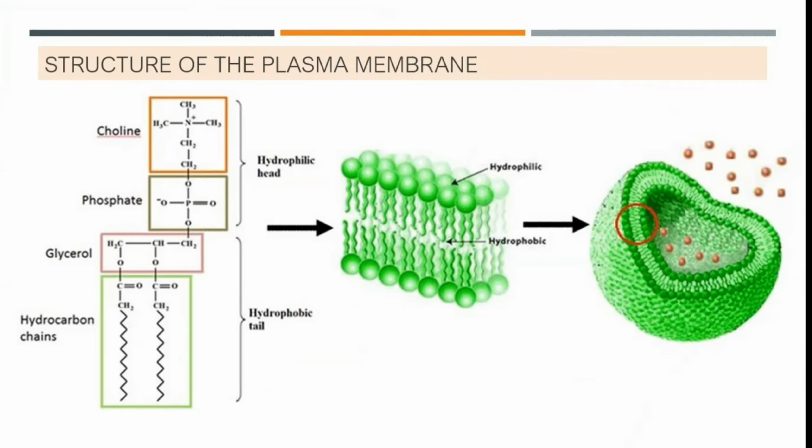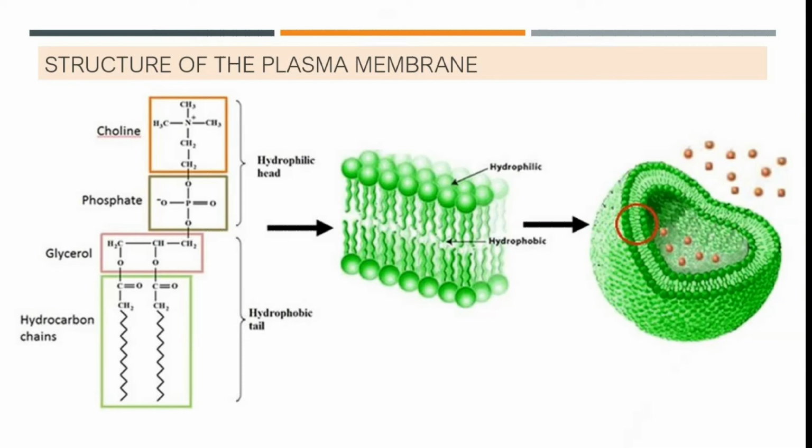Structure of the plasma membrane. Now that you understand the basic function of the plasma membrane, you can study its structure. Lipids are large molecules that are composed of glycerol and 3 fatty acids. If a phosphate group replaces a fatty acid, a phospholipid is formed. A phospholipid has a glycerol backbone, 2 fatty acid chains, and a phosphate group.